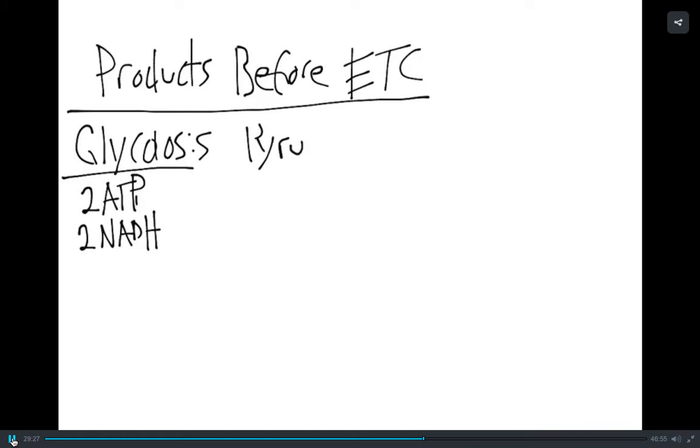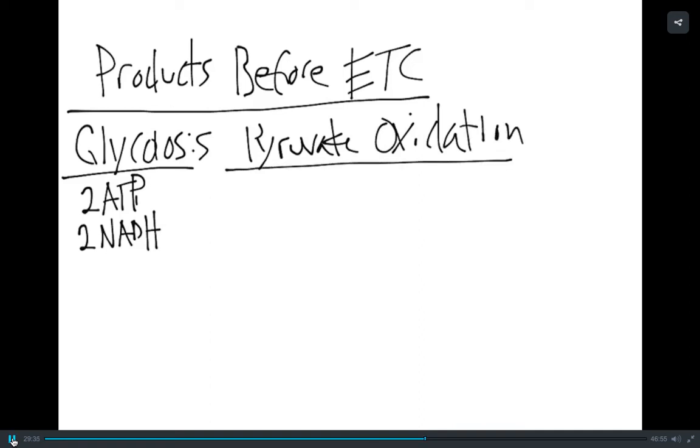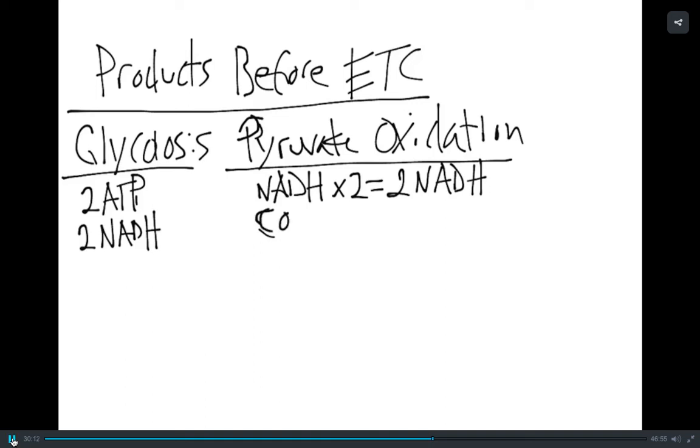In our pyruvate oxidation step, if you recall, where we're taking our pyruvate and converting it to acetyl coenzyme A, we had the production of a single NADH for each pyruvate, and since we had 2 of them, we have 2 NADHs produced. During each pyruvate oxidation, we also have the production of a single carbon dioxide, but again, because we have 2 of them, we end up with 2 carbon dioxide molecules. So that's glycolysis, that's pyruvate oxidation.